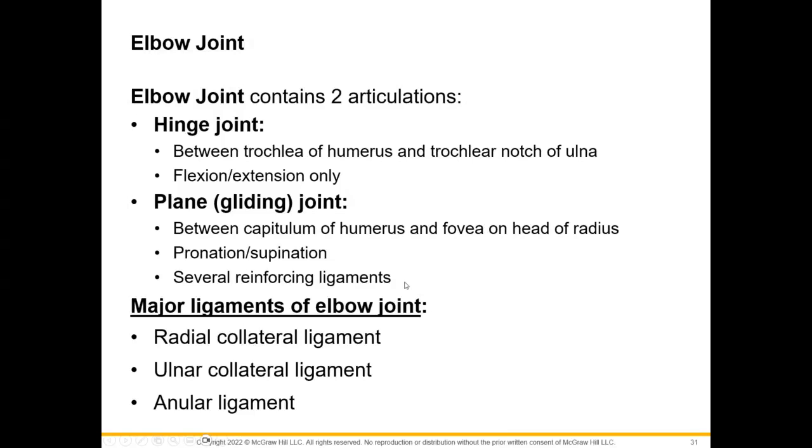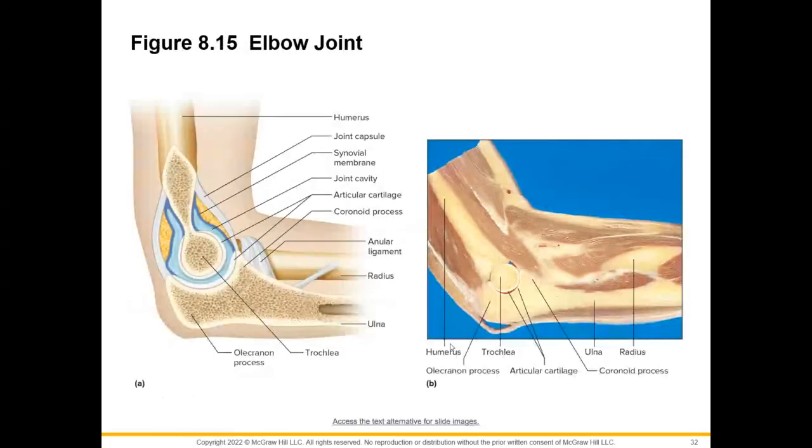It has several reinforcing ligaments. And some of the major ligaments that you will see in the elbow joint are the radial collateral ligament, or RCL, the ulnar collateral ligament, or UCL, and the annular ligament. Okay, so you see this is quite complex, but again, only allows a couple of movements.